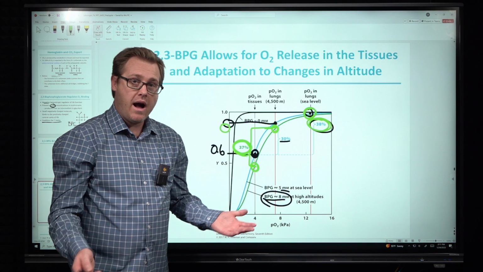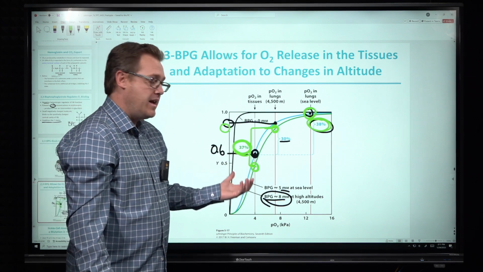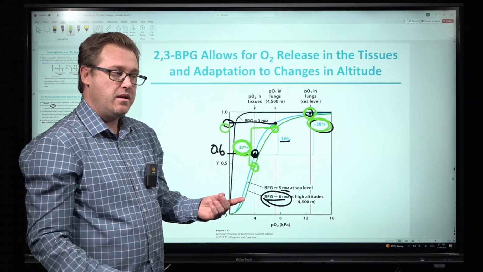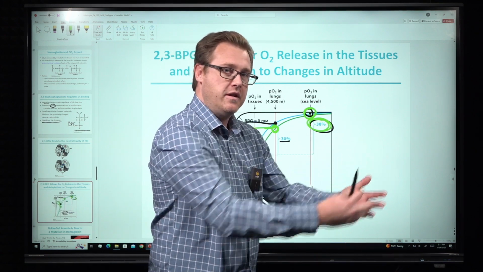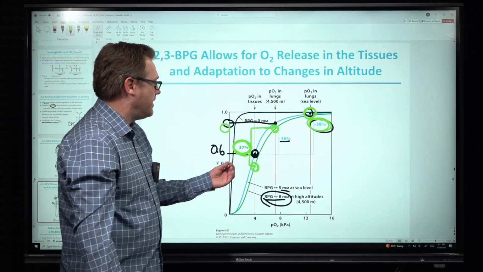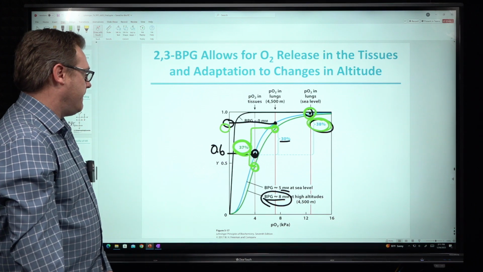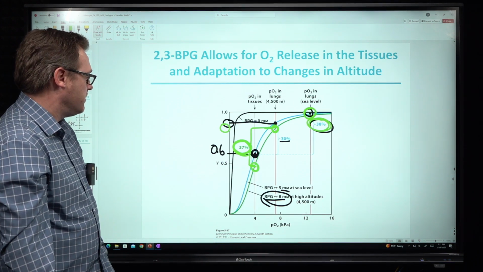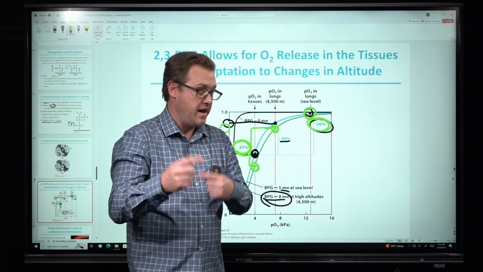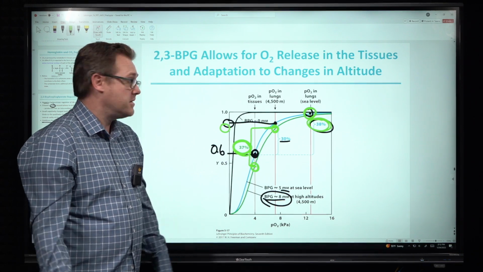So that is why the BPG concentration has to go up. It lowers the affinity of oxygen to hemoglobin, which then in turn gives off more oxygen. Well, it doesn't give off more, it makes sure that the percentage of the payload is the same. Isn't that so cool? And they've done experiments where you go from sea level to a higher altitude, and within like a day, there's a change in the concentration of your BPG. It happens relatively fast.